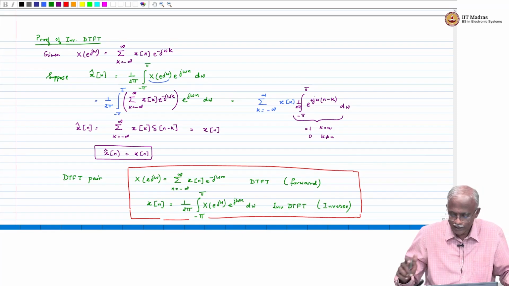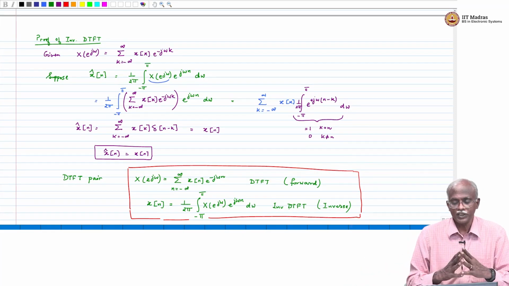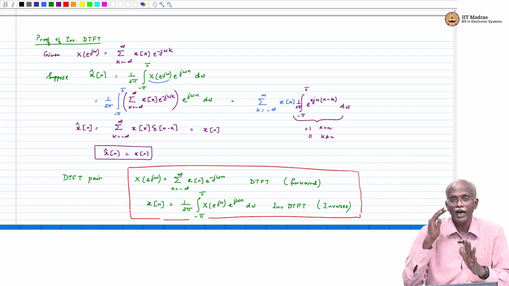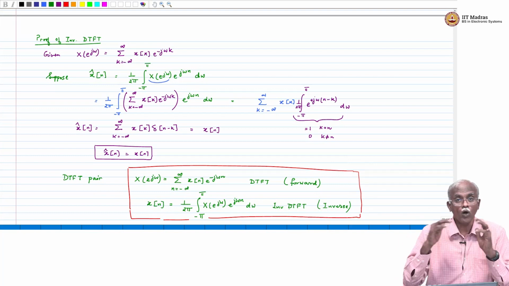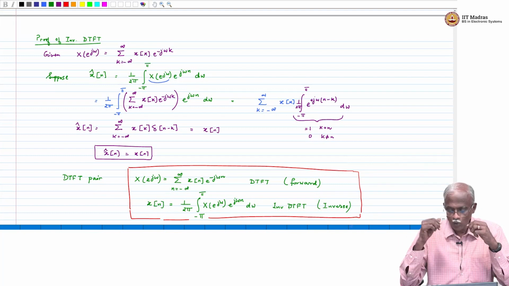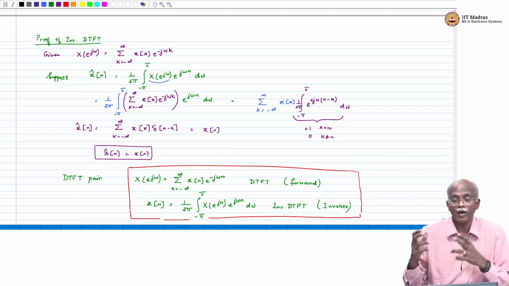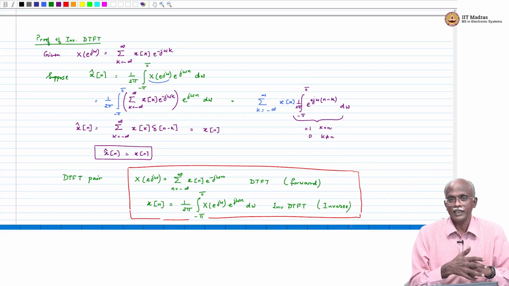So let us stop here, and we will pick it up from here in the next session, where we will quickly summarize the discrete time Fourier transform and then start looking at examples on how to compute the discrete time Fourier transform, what are some of the properties of the discrete time Fourier transform, and how we can use it to study digital discrete time signal processing as a powerful tool for many applications.